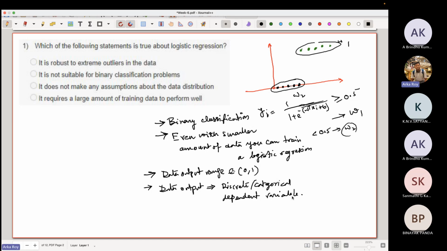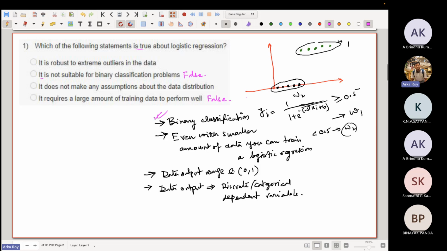Now let us see what statements are provided over here. Let us start with this. Which of the following statements is true about logistic regression? It states that it is not suitable for binary classification, which is false, because we have already seen that this is particularly used for binary classification. Then, it takes a large amount of training data to perform well, which again is not true.